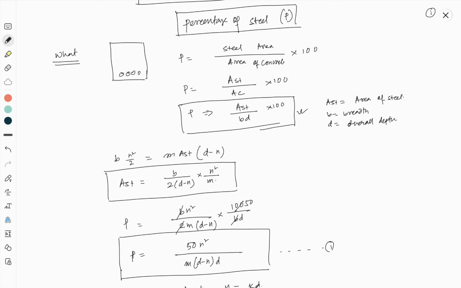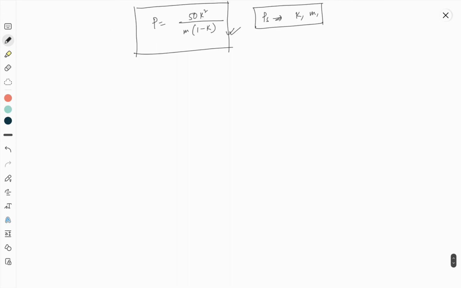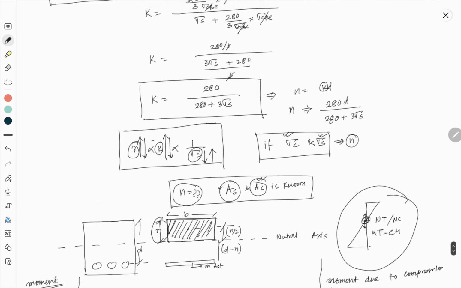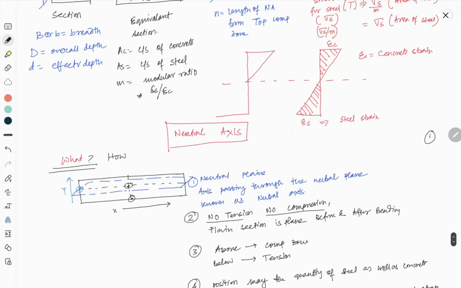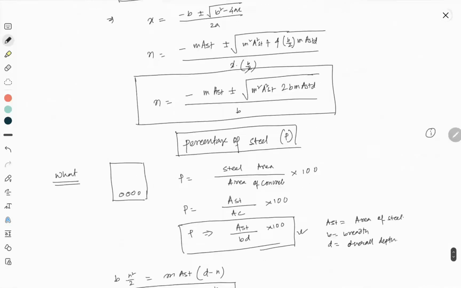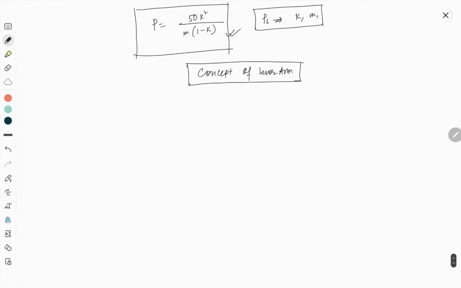In the next video, we will talk about the concept of lever arm. You may find out what the lever arm is. In one of my last videos, I discussed this D minus N lever arm. So in the next video I will talk about this D minus N by 3 lever arm.